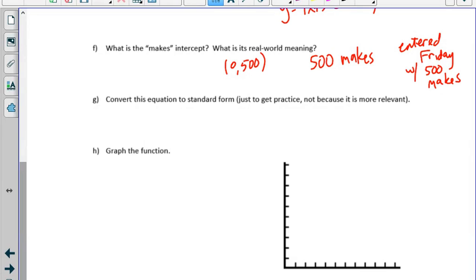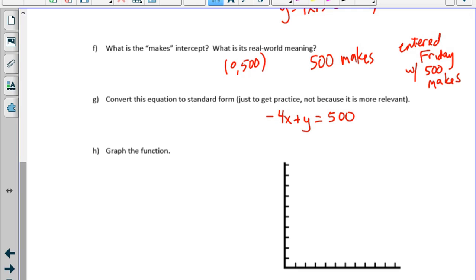Convert this equation to standard form. This is not hard because everything is already in integer format. So all I have to do is subtract 4x from both sides just to get more practice, just getting things in that sort of order. And then graphing the function. Now, graphing the function, we are actually going to draw this as a line because it is continuous, but it's technically not continuous, just the model is continuous in terms of time.